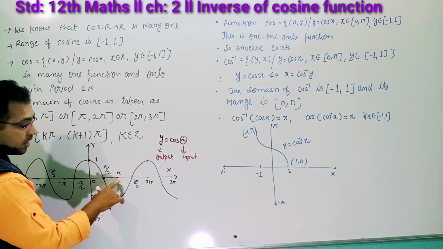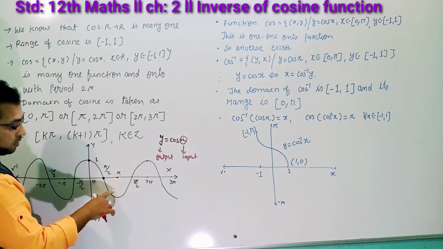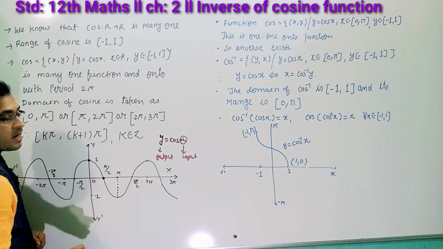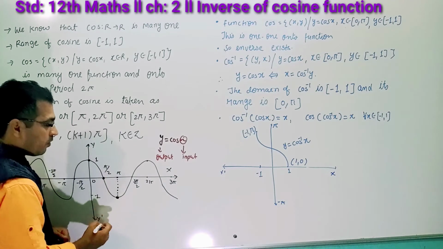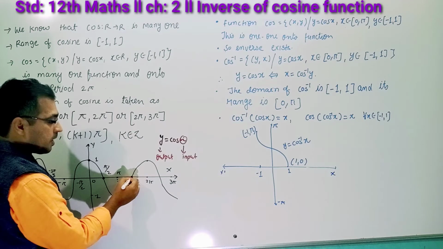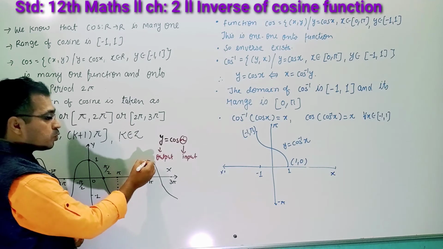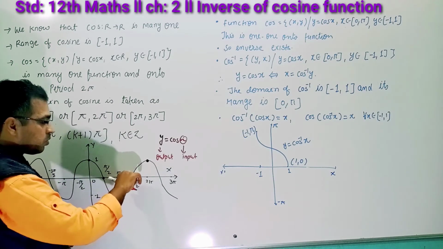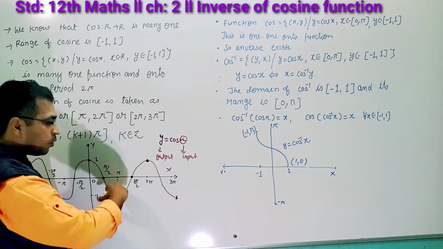Cos pi will be what? -1. Cos pi will be -1. So the point will be over here. Then cos 3 pi by 2 is 0. Then cos 2 pi is 1. So if we plot this graph in this way, okay students, we are getting a wave in positive x direction.